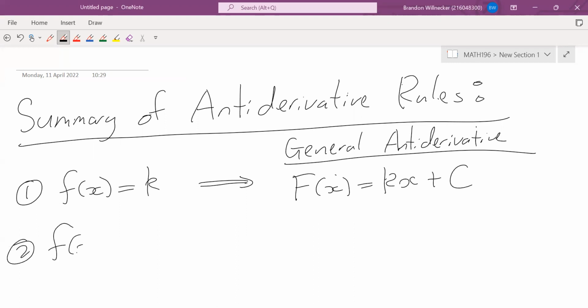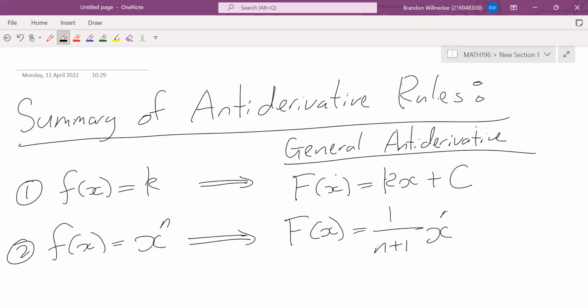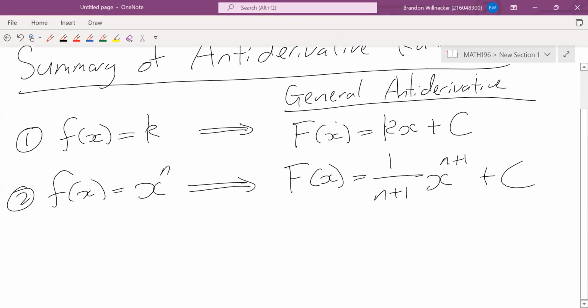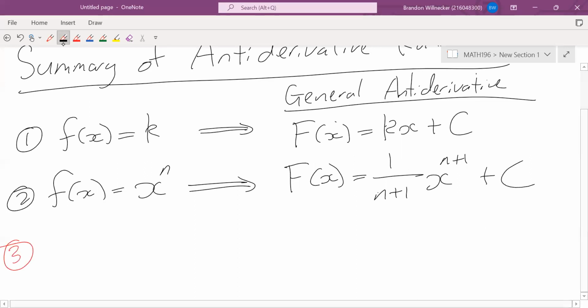Number 2, f of x is equal to x to the n. We want to find the general antiderivative. That's going to be 1 over n plus 1, x to the n plus 1 plus c. Okay, so you add 1 to the exponent, you divide by the new exponent. Okay, and this works for positive and negative exponents, except for -1. That's a special case. So I'll put that in red because that's a special case of number 2.